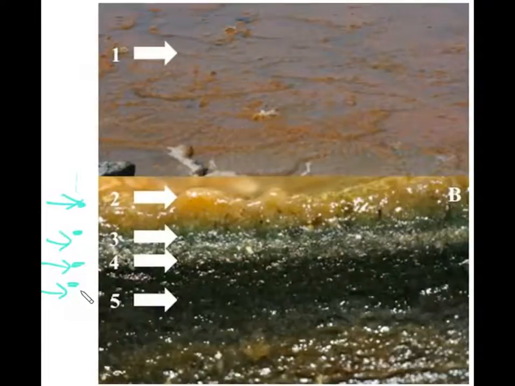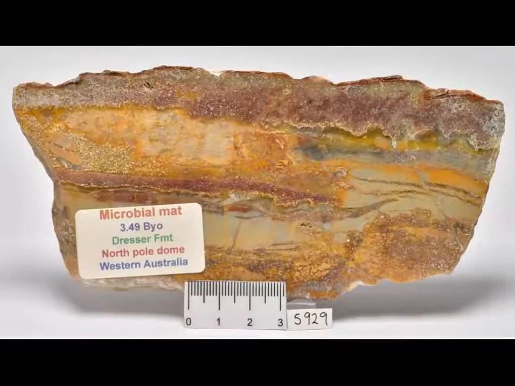Now, why does this matter? Well, this matters because there is a certain likelihood, if conditions are just right, for these microbial mats to fossilize. And what I'm going to show you now is a microbial mat that fossilized 3.49 billion years ago.